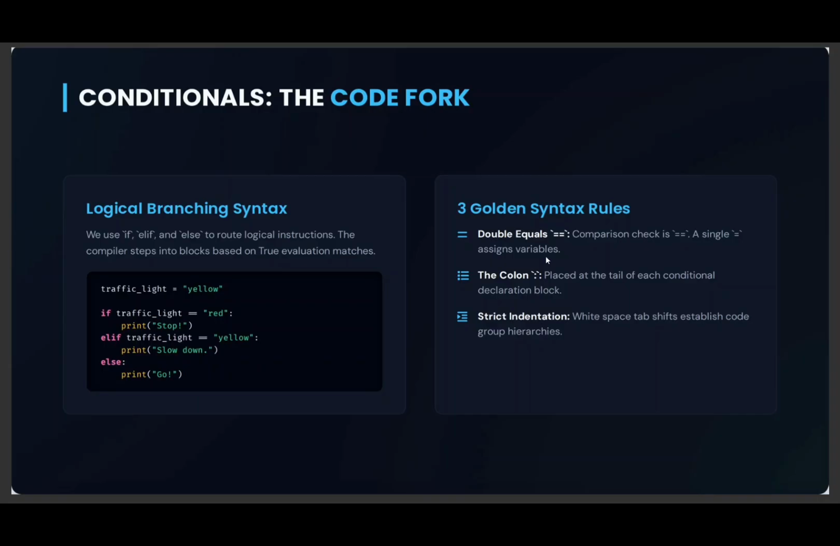Now that we know how to manipulate text, let's look at how to give our code the ability to make choices. Conditional statements act like a fork in the road. If a condition evaluates to true, the code takes one path. If it's false, it skips it and looks for the next option. Let's understand with this example.